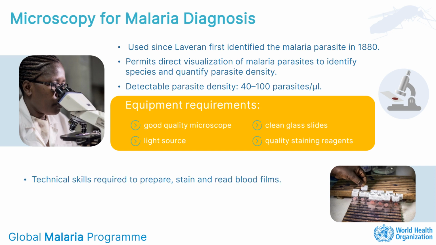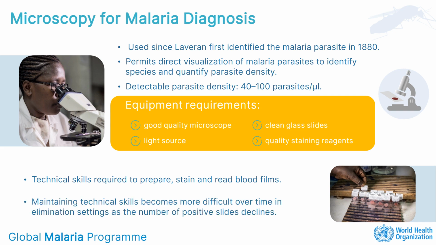Microscopists must undergo rigorous training and participate in a quality assurance program to be able to prepare, stain, and read blood slides. Maintaining high-quality microscopy skills over time in elimination settings is challenging because the number of positive slides will decline. This, however, can be mitigated by ensuring that malaria remains part of the initial training of laboratory personnel and that refresher training is provided routinely.